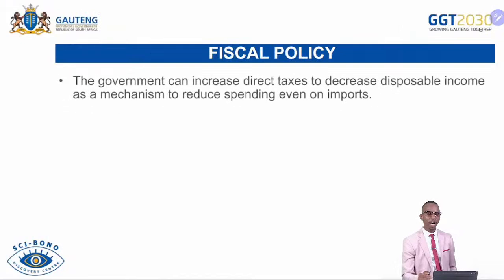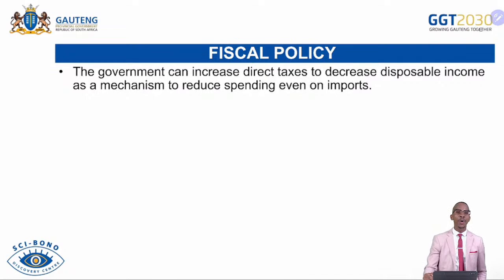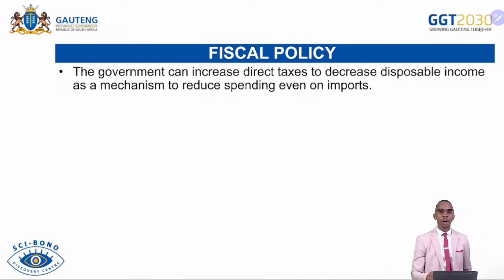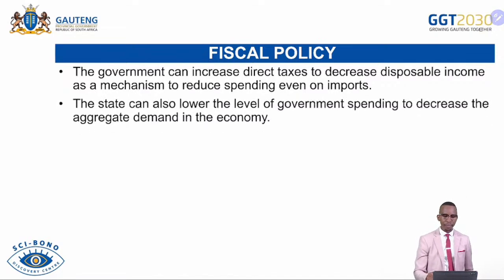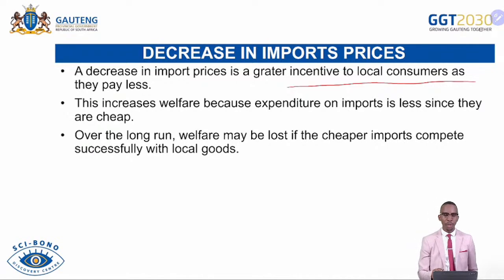And then the fiscal policy. We know that taxation has a greater impact on discouraging or encouraging imports. Also, government spending: if ever government increases spending, there will be more income available in the economy, which might lead to more spending, of which some goods will be demanded from foreign countries. The state can also lower imports, competing successfully with local goods.